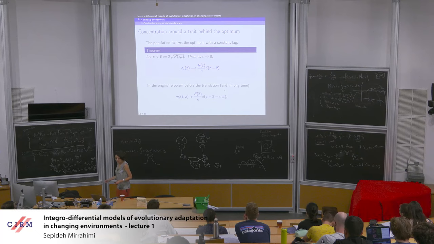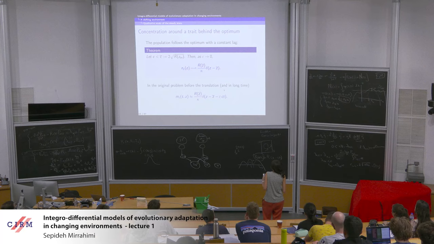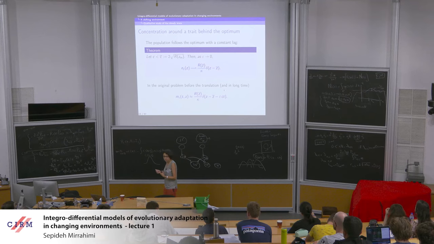Now, because we made this assumption of small mutational variance, we have this concentration phenomenon that I was talking about. And what we will be able to prove is that this phenotypic density will indeed concentrate on a single point, that is our Z bar. Okay, just to remind you, what was Z bar?